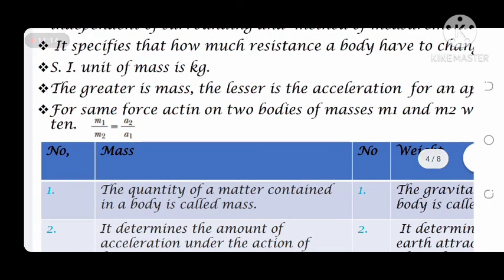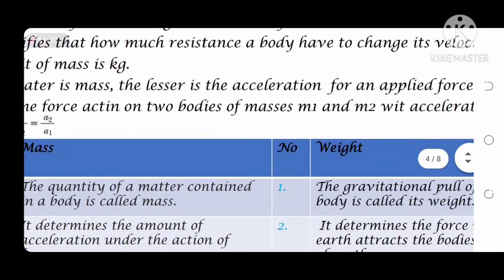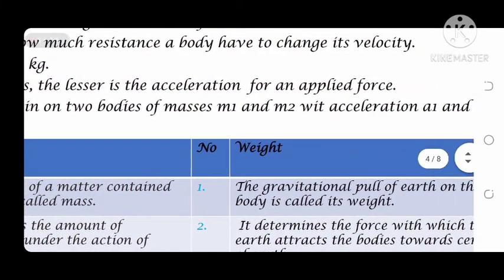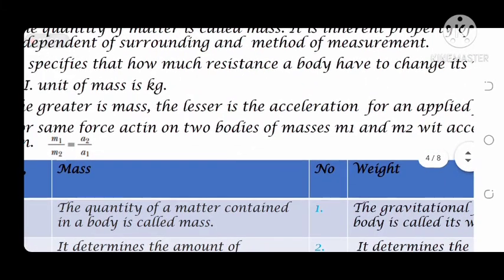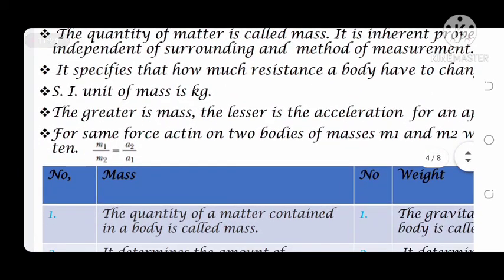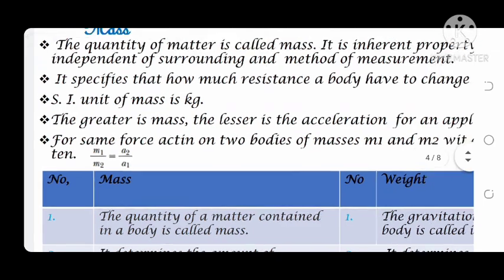For the same force acting on two bodies of masses m1 and m2 with accelerations a1 and a2, we can write the ratio m1 over m2 equal to a2 over a1. This shows that mass is inversely proportional to acceleration.